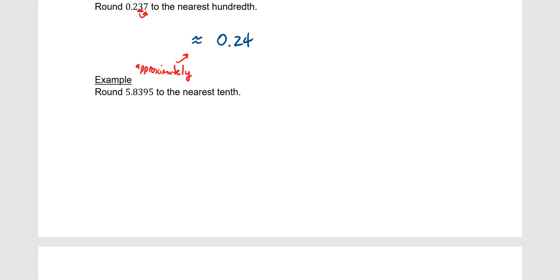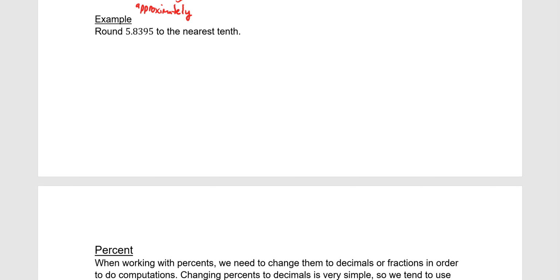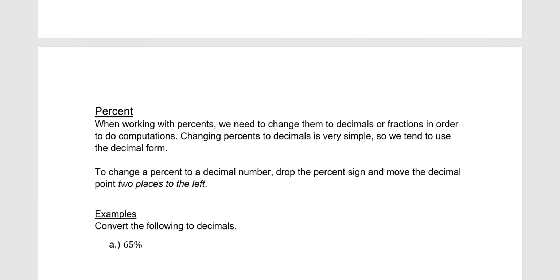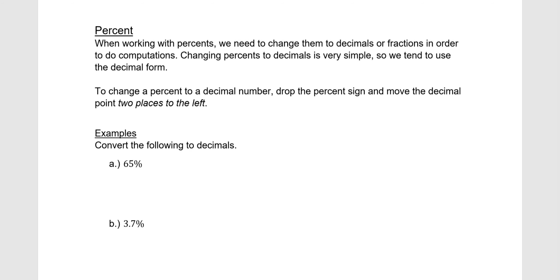Okay, let's do another one here. Let's round 5.8395 to the nearest tenth. So here is the tenth unit. So we have to look to its right, and that is a 3, which is less than 5. So we're going to keep our number the same, which was the 8. So this is just going to be 5.8. Okay, so that is rounding, hopefully pretty simple.